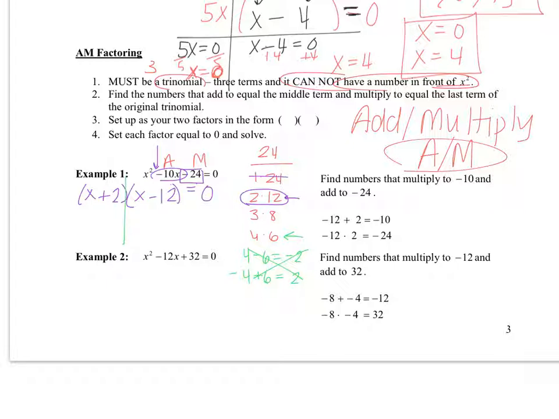So now I'm going to T-chart, because remember, we're solving these quadratics. X plus 2 equals 0. X minus 12 equals 0. And I solve by subtracting 2 and by adding 12. So the final answer here is negative 2, comma 12.